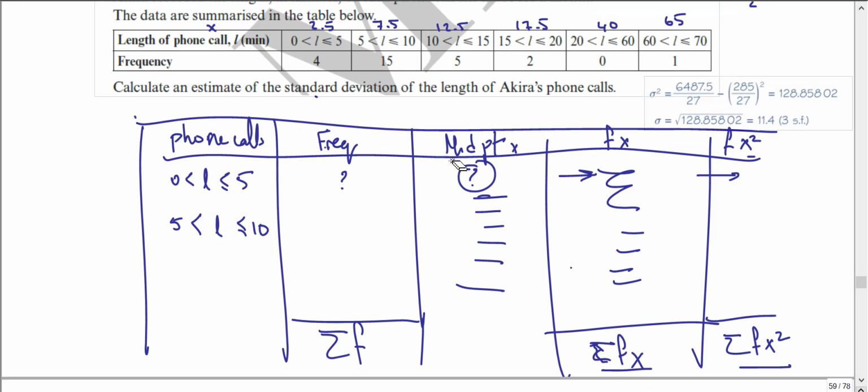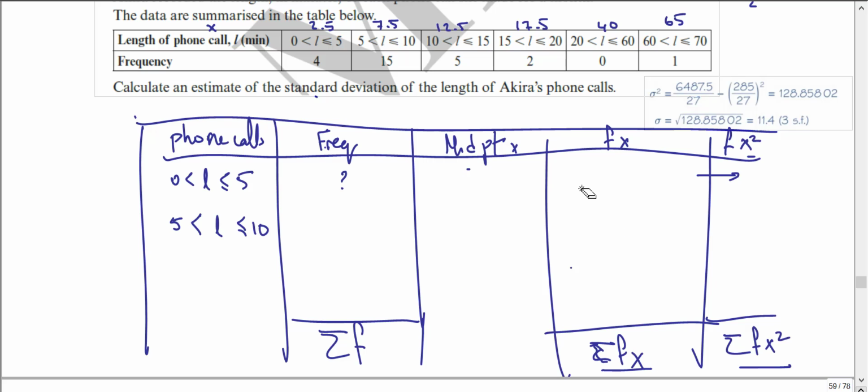Now pay attention. What's the next step? You do as follows. Write the intervals from 0 to 5, so construct the table this way: phone calls, frequency, midpoint, fx and fx squared. Then what to do next? Write the groups: from 0 to 5, from 5 to 10, from 10 to 15, from 15 to 20.